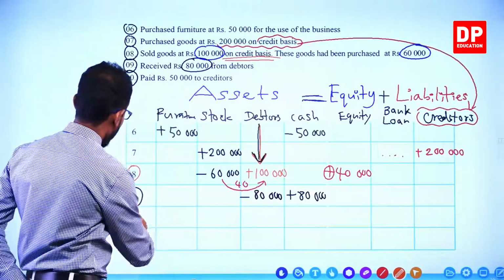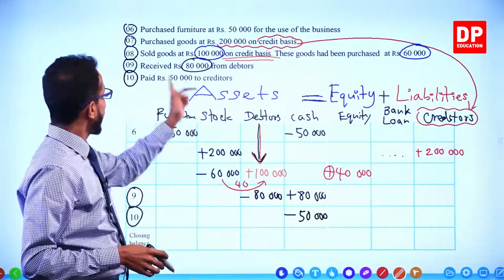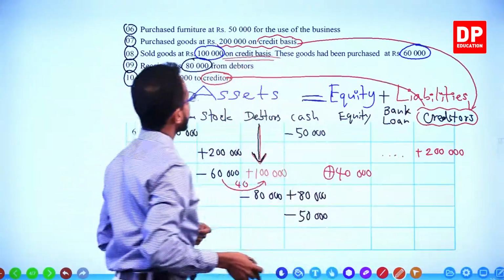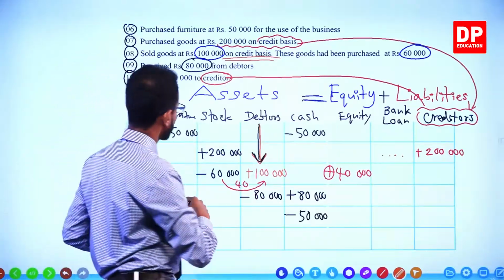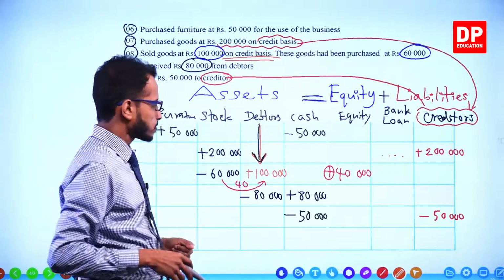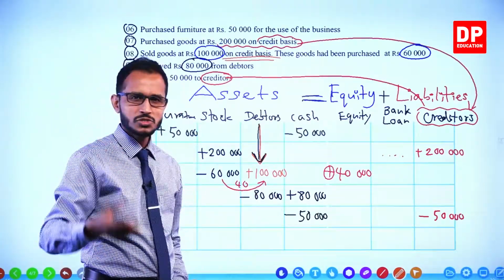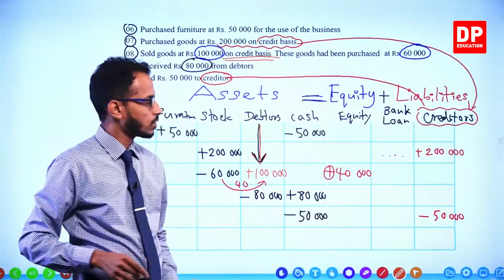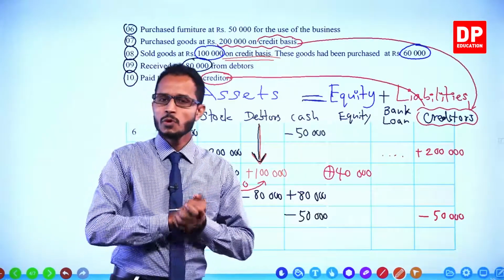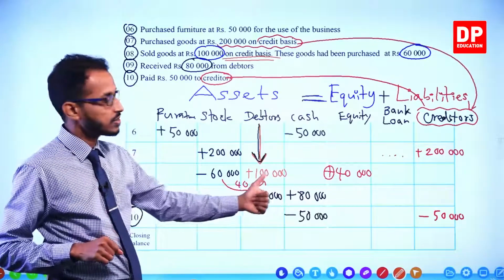Paid 50,000 to creditors. Last transaction, paid 50,000. Paying means money goes out, cash goes out, so cash decrease. And we paid to creditors. Creditors are here, right here. Creditors also decrease. Simple, right? Will you be able to do this type of question if you get this on your paper? You need more practice? We'll do more questions, children. That's how we do such a question regarding the accounting equation.